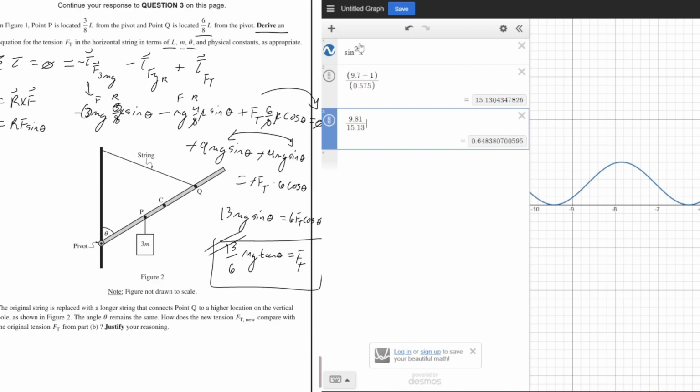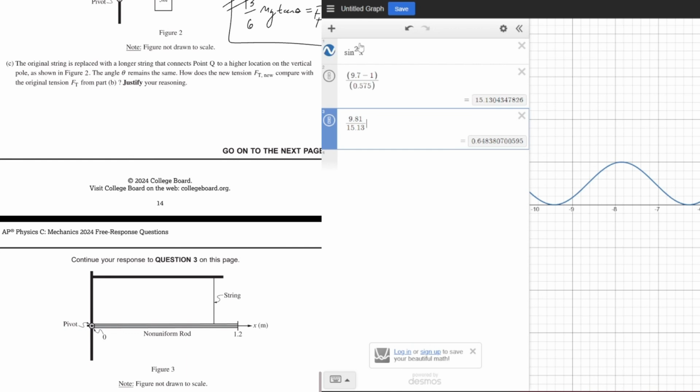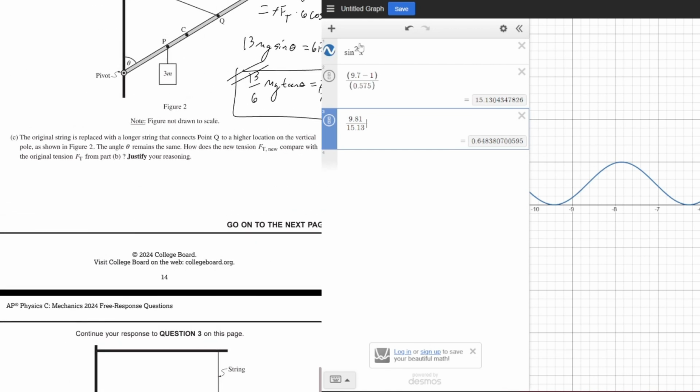That's it. Great. The original string is replaced with a longer string that connects point Q to a higher location on the vertical pole, as shown in figure 2. The angle theta is the same in both of these. How does the tension Ft new compare with the original tension Ft? So a longer string, intuitively, you should think less tension, right? A longer string, you'll have less tension if you're pulling with the same torque. So I'm going to say Ft new is less than Ft, because the sum of torques has to stay 0, right? I'm about to reason this through.